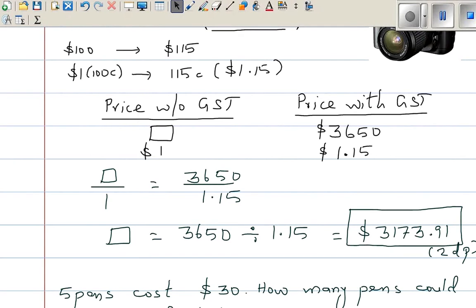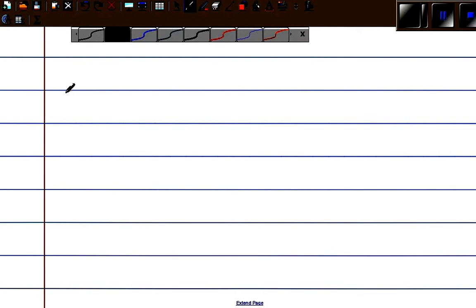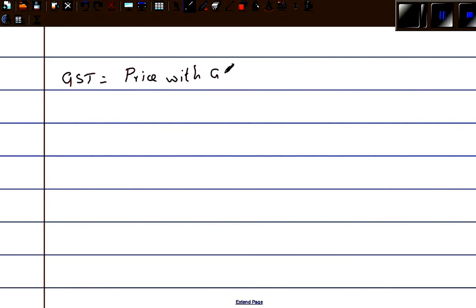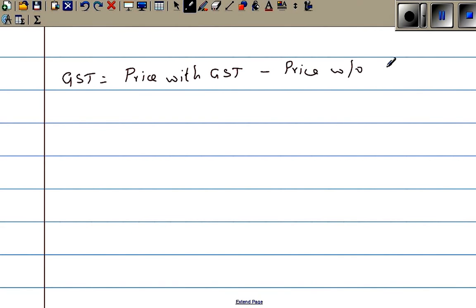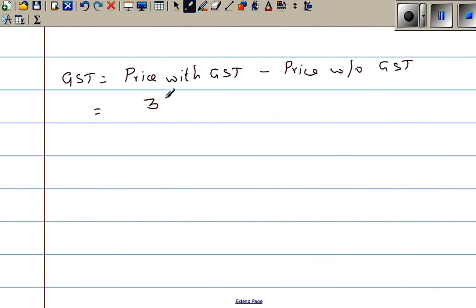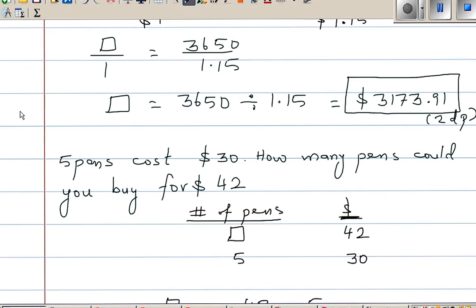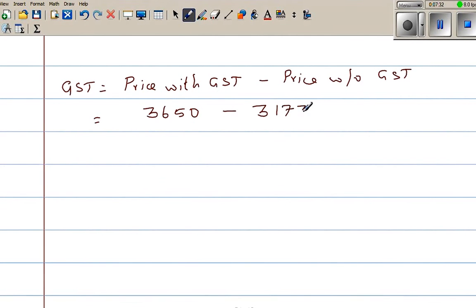So now you want to find the GST. Okay, so let me scroll up. So the GST is the price with GST minus the price without GST. It's simple logic. From the price with GST, if you take away the price without GST, you will get the GST. So the price with GST is 3650. Take away, what's the price without GST? 3173.91. That's your GST amount.